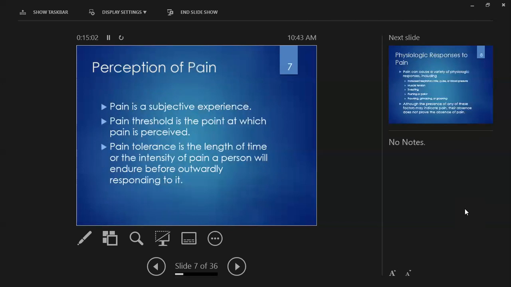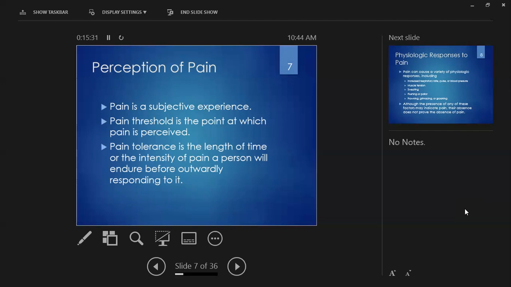Perception of pain. This is so important that we remember. Pain is subjective. That means every person will experience pain differently. And everyone has a different pain threshold. A pain threshold is that point at which the pain is perceived, right? Some people have a high pain threshold. They can handle a lot of pain before they perceive the pain. Some people have a low pain threshold, and what would be just irritating to another person will be very painful for that person.